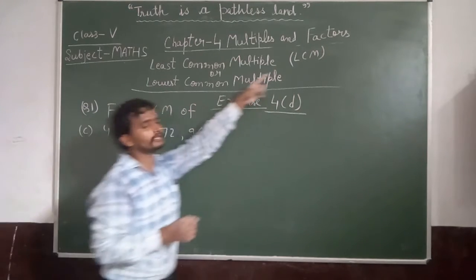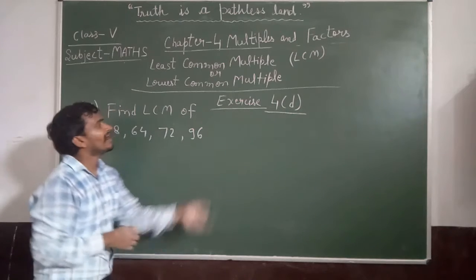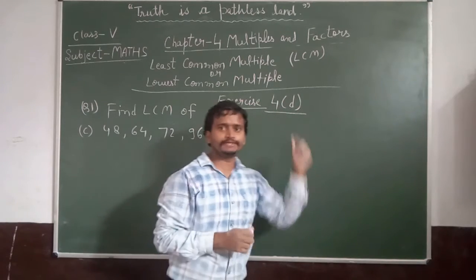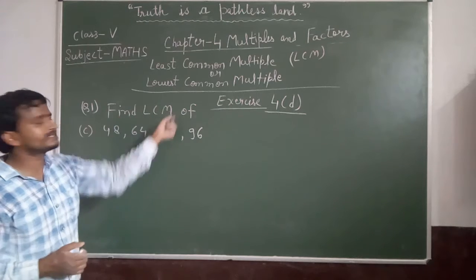The lowest common multiple is also known as LCM. We will start exercise 4D. Question number 1. Find LCM of.